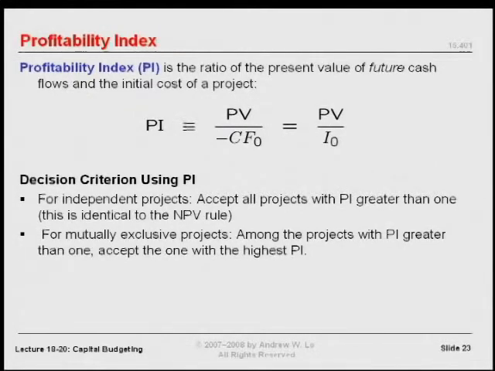So the profitability index is simply the present value of all the cash flows divided by the initial investment. You could think of it as a gross rate of return. In other words, 1 plus the net rate of return of your investment in this project. If the profitability index is greater than 1, take the project. If it's less than 1, don't take the project. And if you've got a bunch of mutually exclusive projects, pick the one that has the highest profitability index.